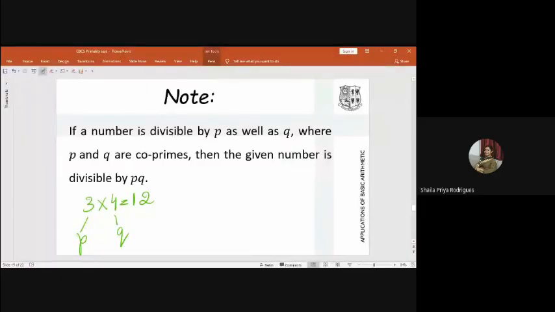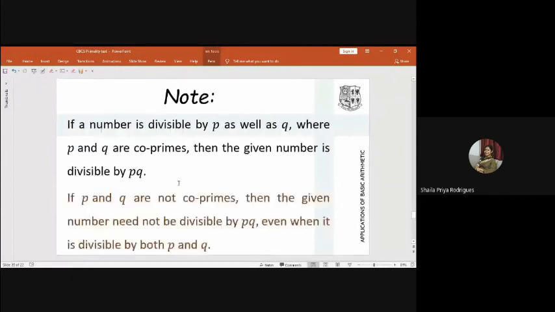Write this note and then also write this one below: if p and q are not co-prime, then the given number need not be divisible by pq, even when it is divisible by both p and q. Take the example I gave you earlier. Suppose you take 2 and 6 as p and q. You see that 2 and 6 are not co-prime.